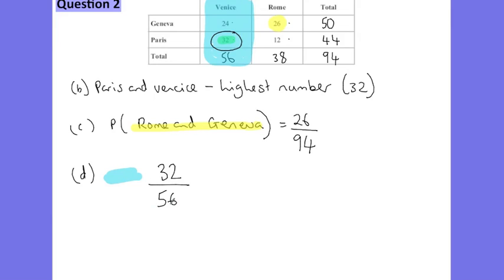This part here is really important that you're correctly selecting the total population, which is not 94, but the total for Venice, because the question says, given the person went to Venice.